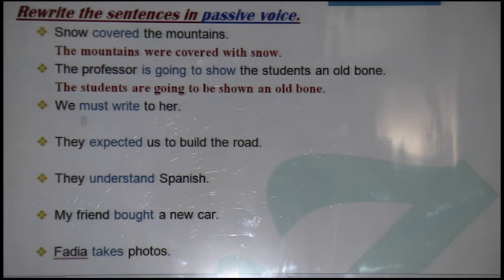Okay, start with she. She must, and after must, we need the base form of what? Of verb to be, and then follow it with the third form of the verb. So she must be written to.